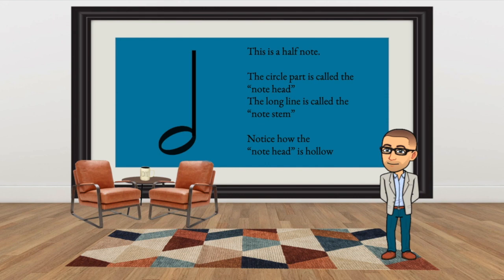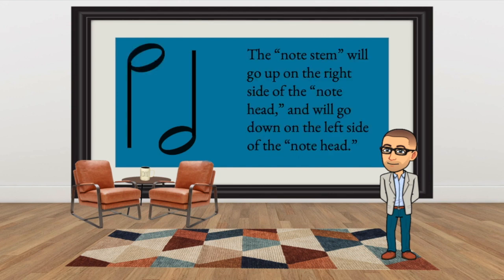It's got two parts. It's got the circle at the bottom, just like the whole note, and we call that the note head. The long line that comes from the note head is called the note stem. Notice how the whole note has a hollow part in the middle, just like the half note has a hollow part right in the middle of the note head. That's really important. The note stem will go up on the right side of the note head and will go down on the left side of the note head. So we'll see half notes that look like both of these things, the stem going up or the stem going down. They're not upside down, they just are.